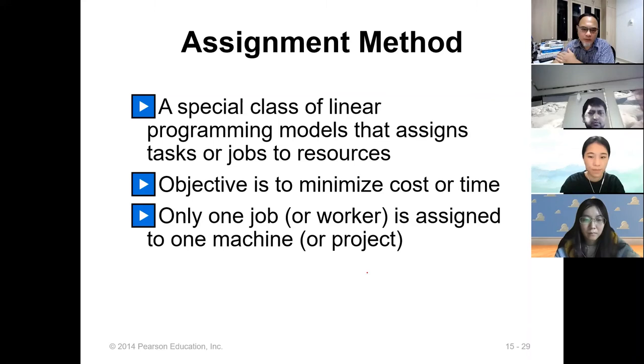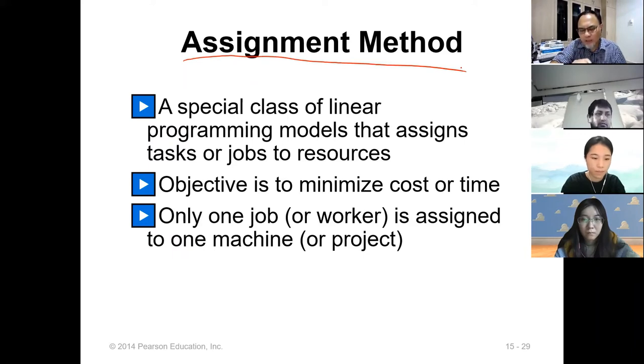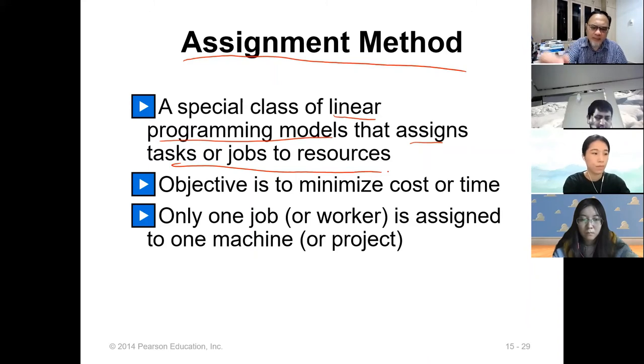This is something that I want you to learn, to understand. There is a method called the assignment method. This is a scheduling method. It is a kind of linear programming model that assigns tasks or jobs to resources. Even though it looks a bit complicated, it's not really complicated. It's just the logic behind it that you have to see after this.